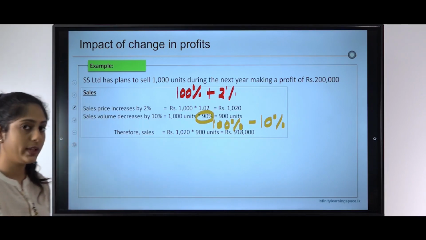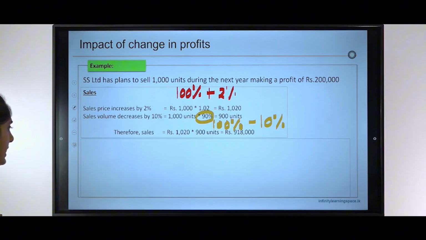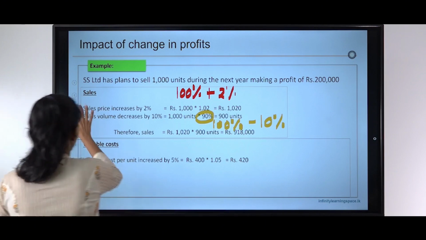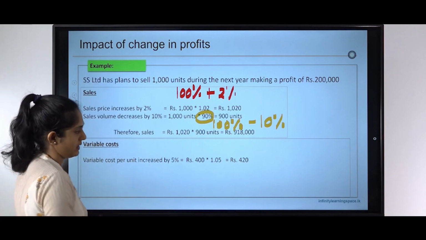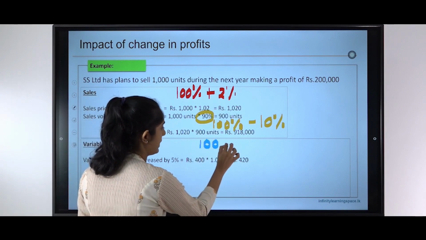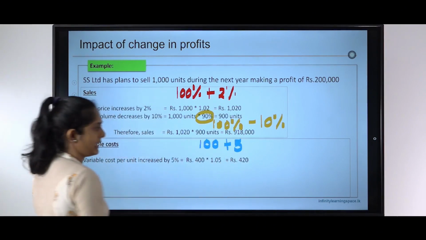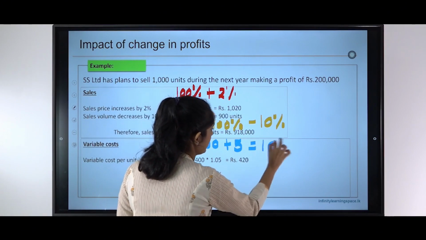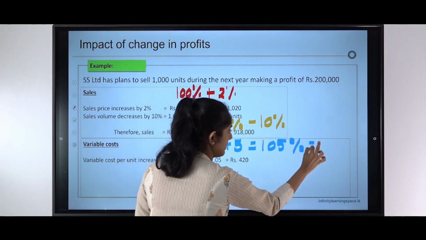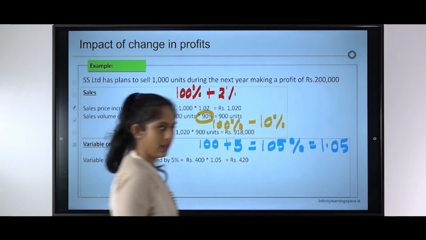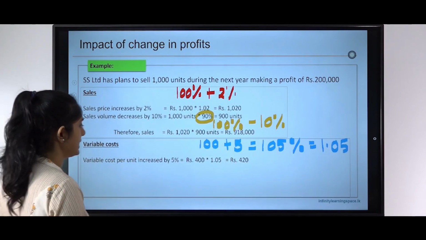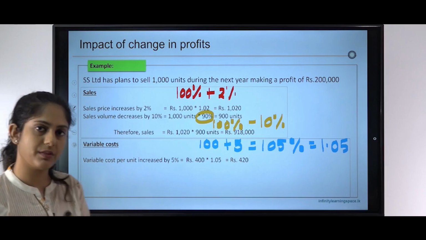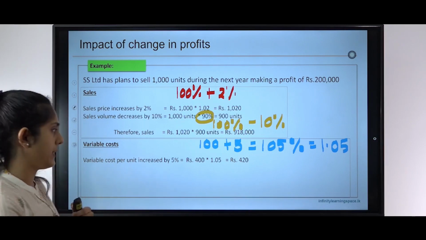Now the same we are going to do with variable cost. Variable cost, what they said was, variable cost per unit increased by 5%. So what we are going to do, like we did for sales also, is take 100 and add the 5%. So that's the 105% or 1.05. 105 percentage is 1.05, so that's what we used here. 400 is your initial variable cost, increase it by 5%. So 400 into 1.05 is 420.